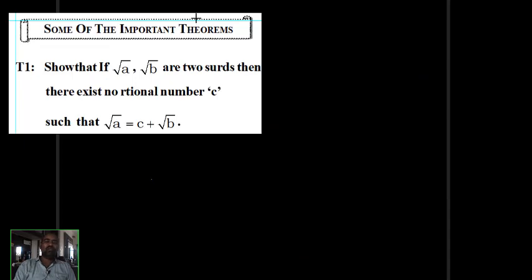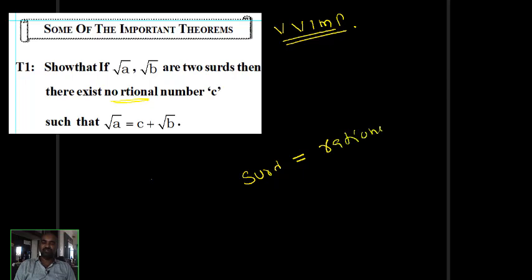So very important results are these. Show that if root a, root b are two surds, then there exists no rational number c such that root over a equals c plus root over b. So what this is saying is that a surd can't be equal to a rational number plus or minus a surd. That we should prove now.